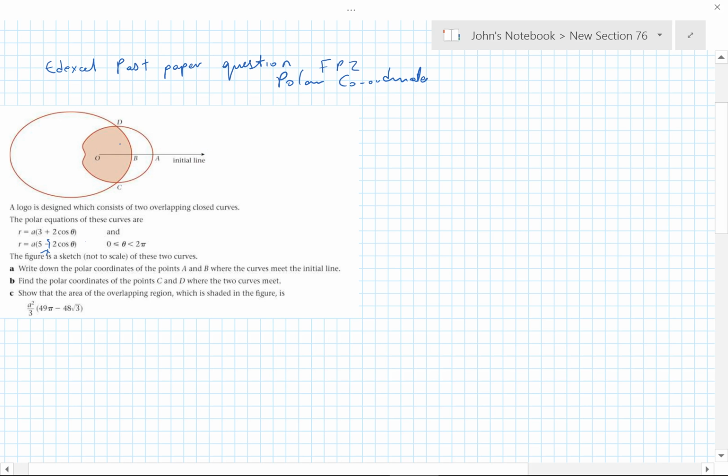But looking at the relative values of these two, 5 and 2, this time the one is more than double the other, in which case we've got this egg shape and there's no dimple. And then we have the case where they're equal, and that's when you get this cardioid shape when a and b are equal, which isn't the shape here. And when this number is greater than this number, we have it coming in at the initial line but at an angle similar like that.